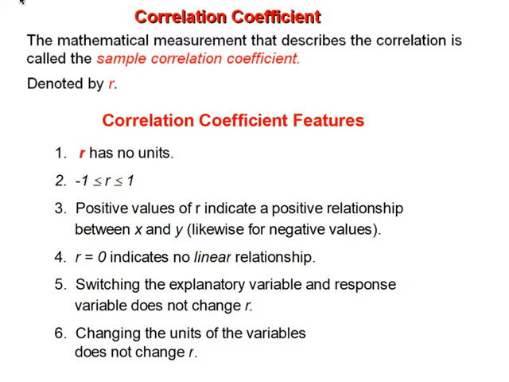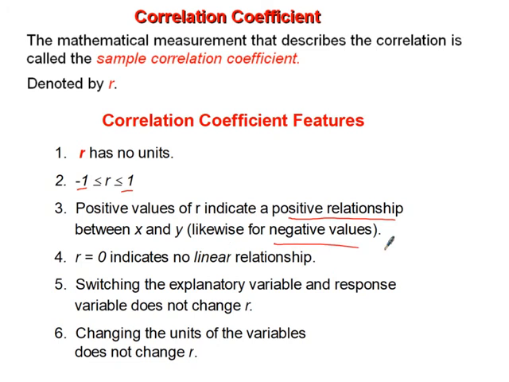Some characteristics about correlation. R has no units, so it's not R equals inches, R equals seconds, R equals meters per second. It's just R. It can fall between -1 and +1, including those. Positive R values show that there's a positive relationship, and a negative value would show that there's a negative relationship.